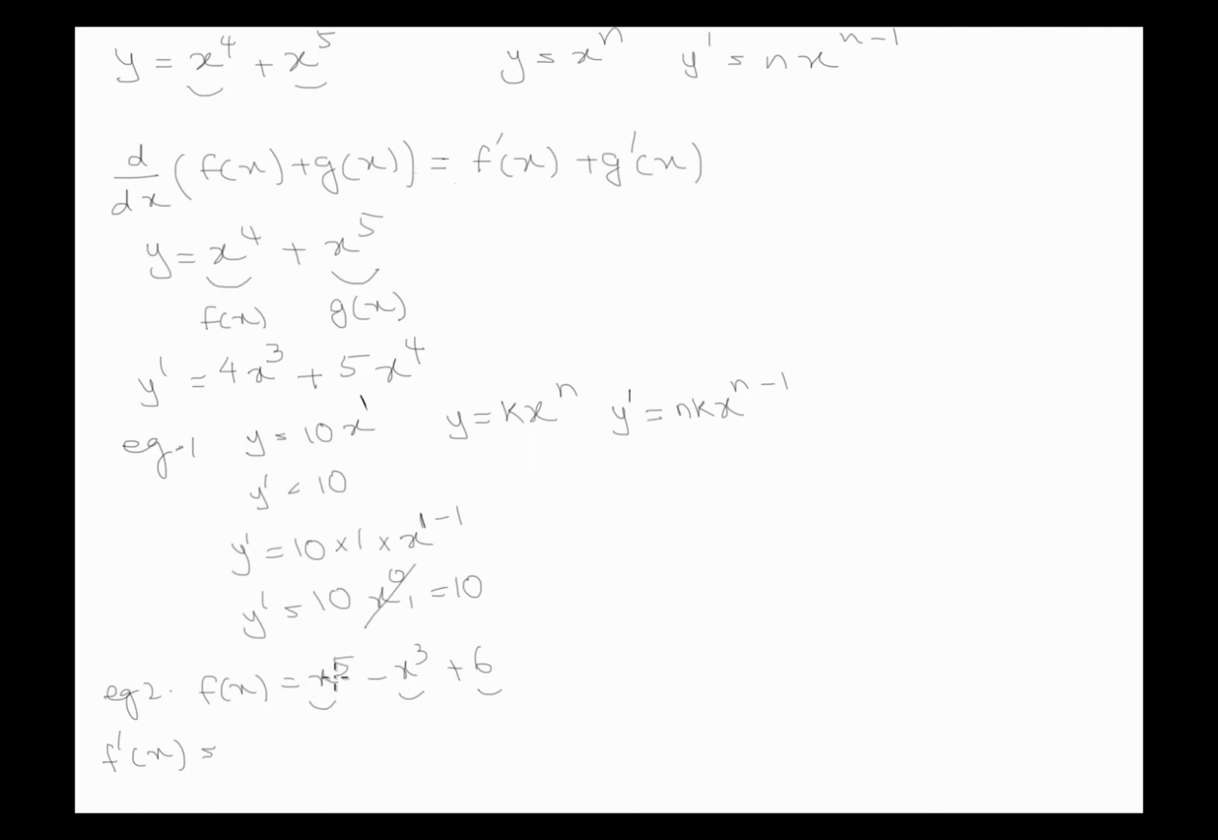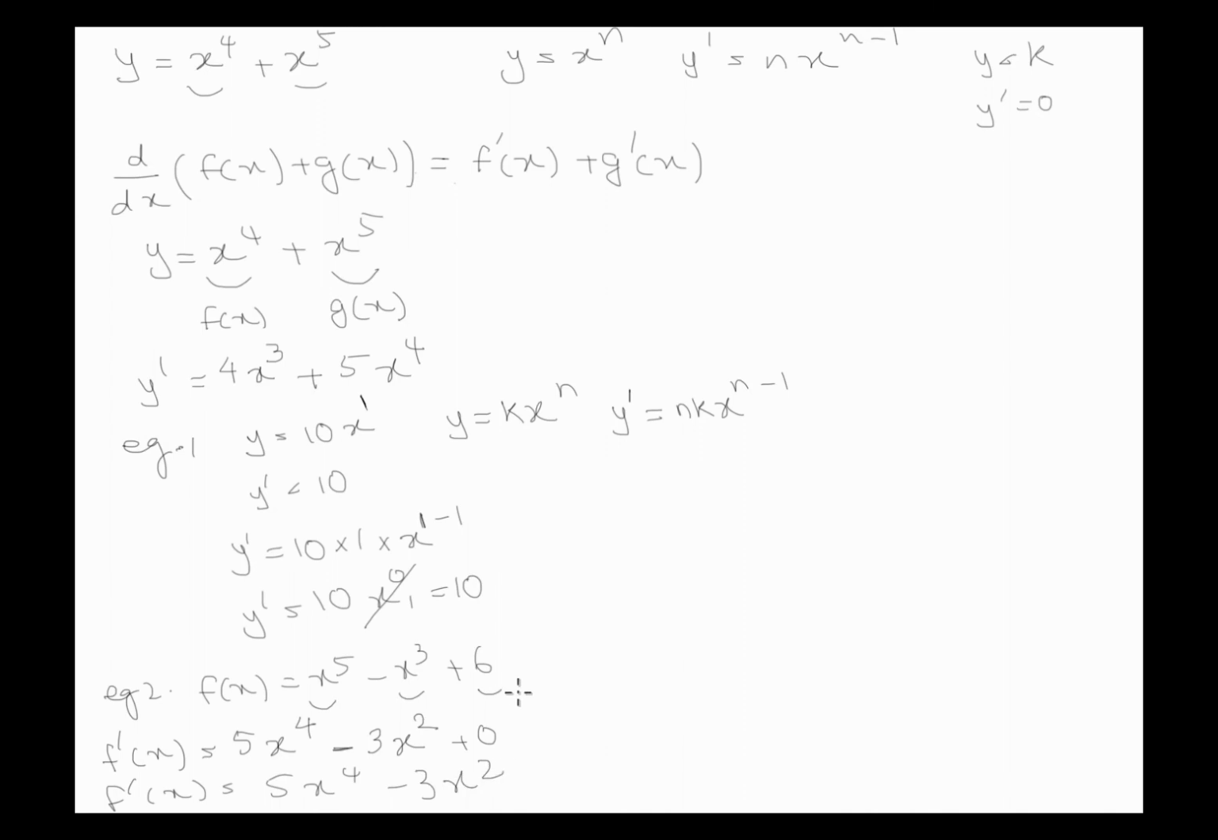This is in the format x to the n, therefore I just use this formula. I bring down the power, I reduce the power by 1, then the next one. Subtract the 3 because there's a negative between them and you just conserve that. So you bring down the power, you reduce the power by 1. Now we get to the constant. Remember that whenever you had y equals k, or a constant, then your y dash was 0. Therefore here you will just have 0. And so if I want to write this again, it would just be 5x to the 4 minus 3x squared.